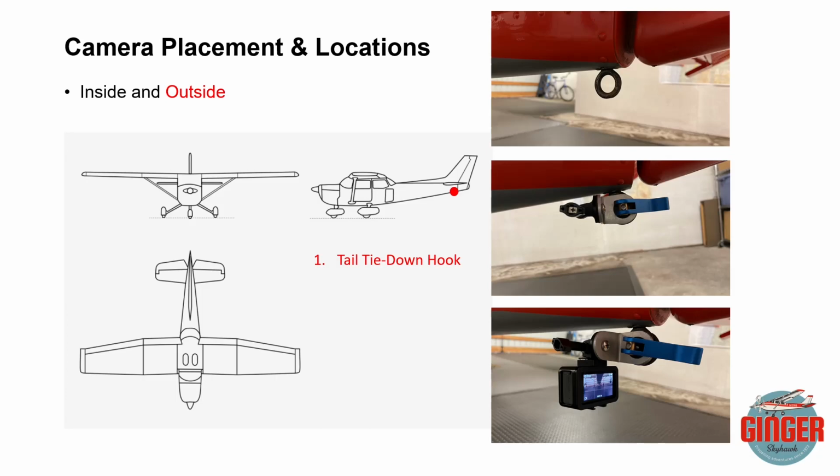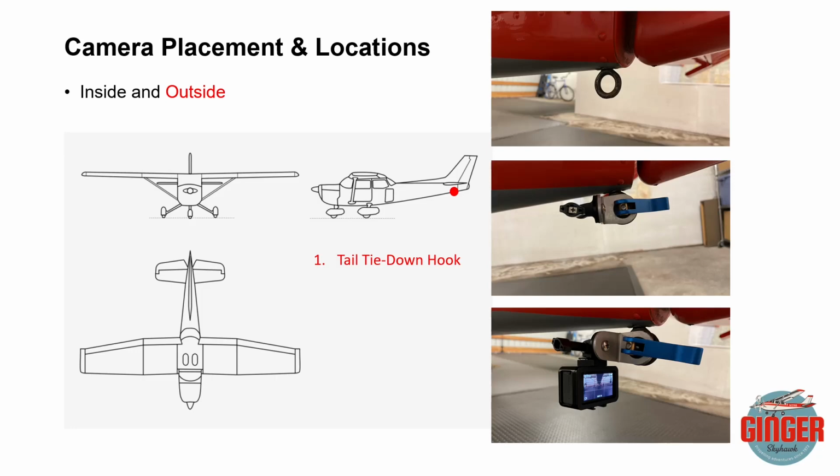You want to keep in mind that outside cameras you really have to handle very, very specially. Inside cameras, inside the cockpit, again, you want to put them in locations where they're not obstructing your view or inhibiting your flying in any way.